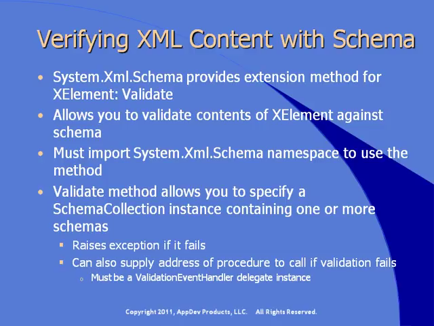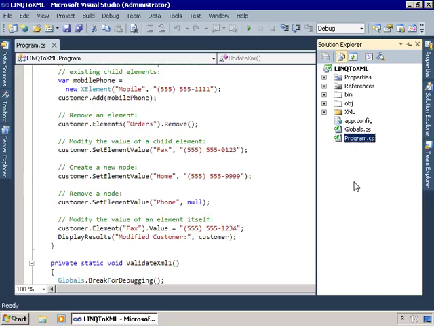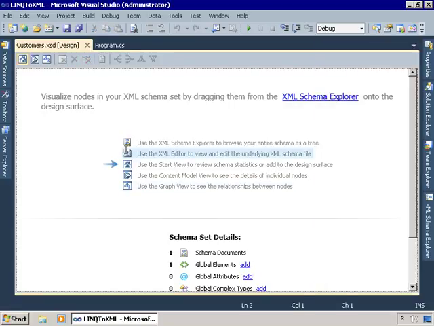If you want to have your Validate method call a separate procedure if validation fails, you can supply a validation event handler instance and pass the address of it to the Validate method. In our case, we're just going to raise an exception and see what happens. Let's try success and failure while validating a schema. If you look at our project, you'll see that it includes a customers.xsd schema file here. If I open this up, it represents a schema for our customers.xml file.